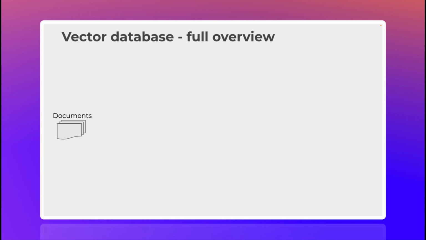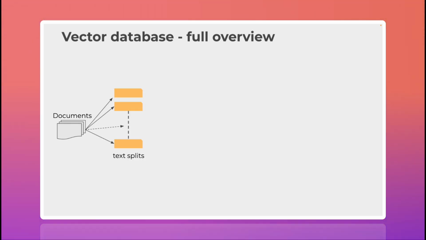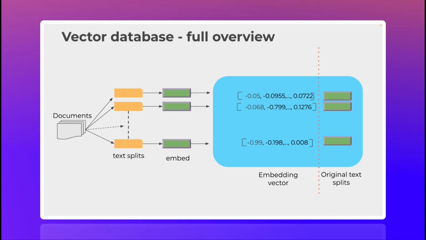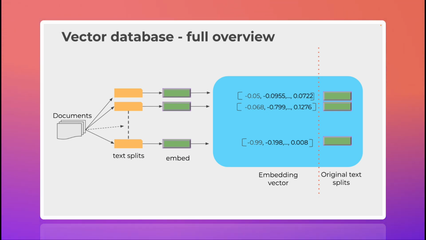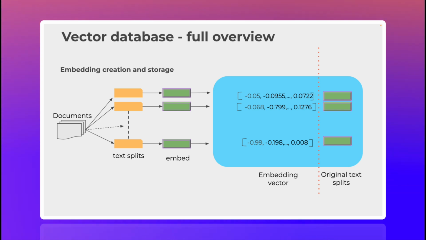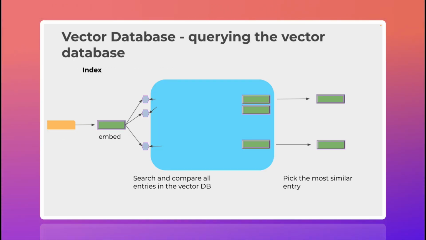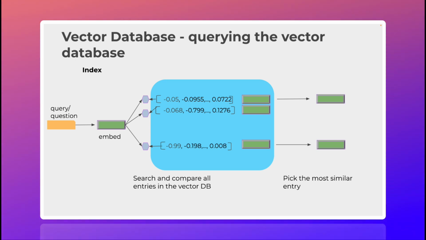Okay, so we're able to get documents and split them up and then create embeddings and then save those embeddings along with the original text splits into the vector database. So this is wonderful. But then we took things a little bit further. We took the question, got the query and turned that into an embedding, and then we're able to search and compare all entries in the vector database and pick the most similar entry.